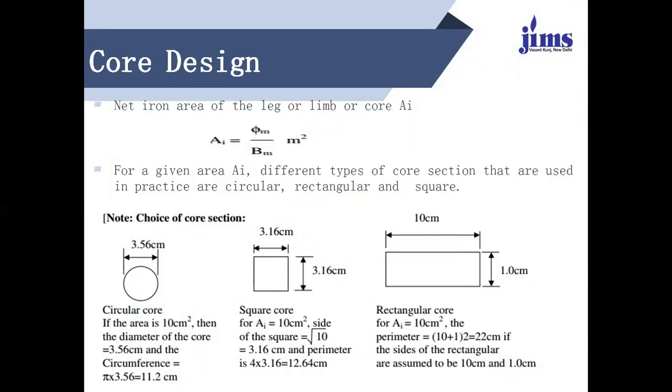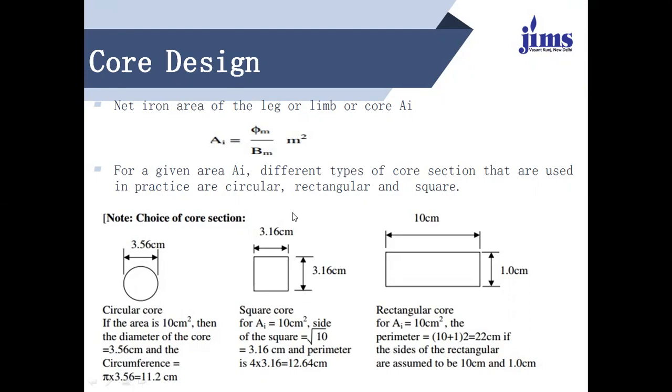For a given area Ai, the different types of core sections used in practice are circular, rectangular, and square. Whenever we choose the core section, it may be circular in nature. If the area is assumed to be 10 centimeter square, then the diameter of that core will be 3.56 centimeter, and the circumference will be pi into 3.56, which means 11.2 centimeter, for this type of transformer core.